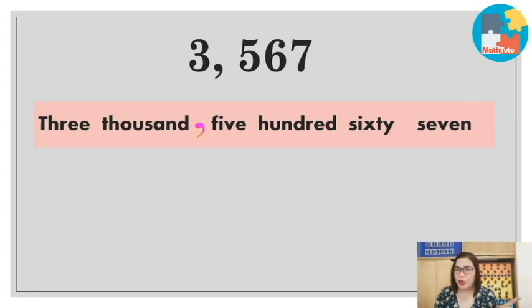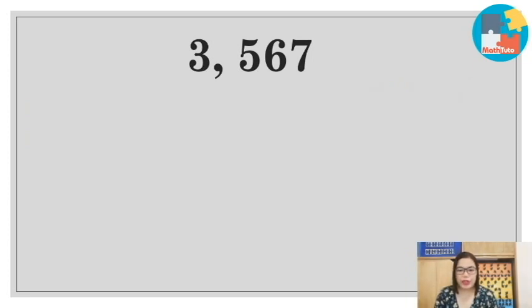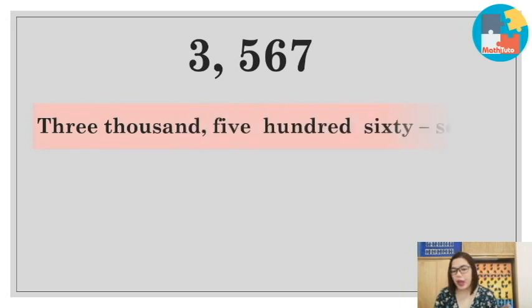Now, where are we going to put the hyphen? Let's look at this number, which has two periods, the thousands period and the ones period, but only in the ones period do we have a tens and ones place, the one that falls on 67. So we have 6 for tens and 7 for ones. So there we put our hyphen. So we're going to write this number in words as 3,000, 567.